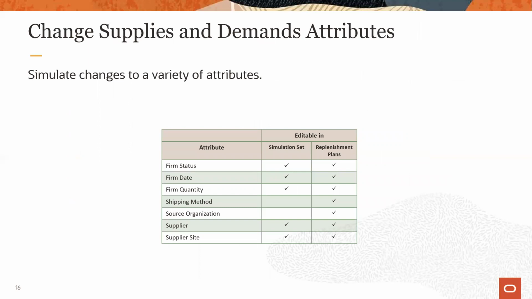This table contains a selected list of supply and demand attributes that influence the plan output. Apart from these attributes, you can also edit implement attributes and user nodes for release purposes. So you can basically change firm status, firm date, firm quantity, shipping method, source organization, supply and supplier site for a particular supply.